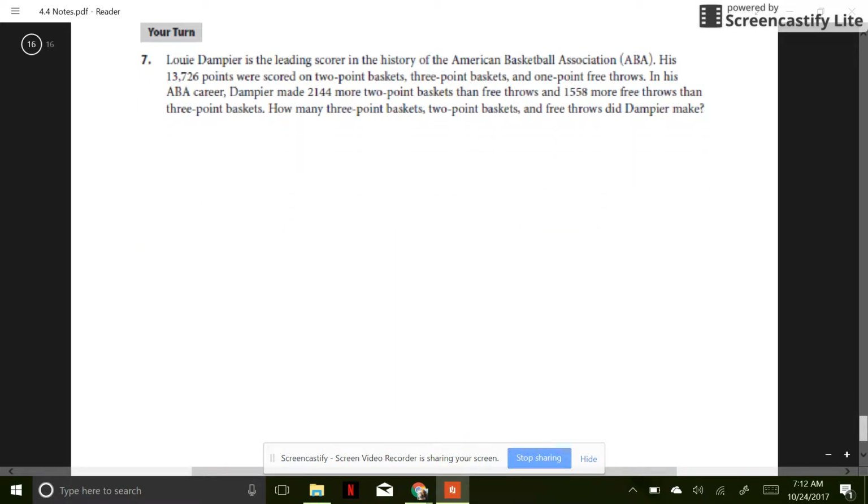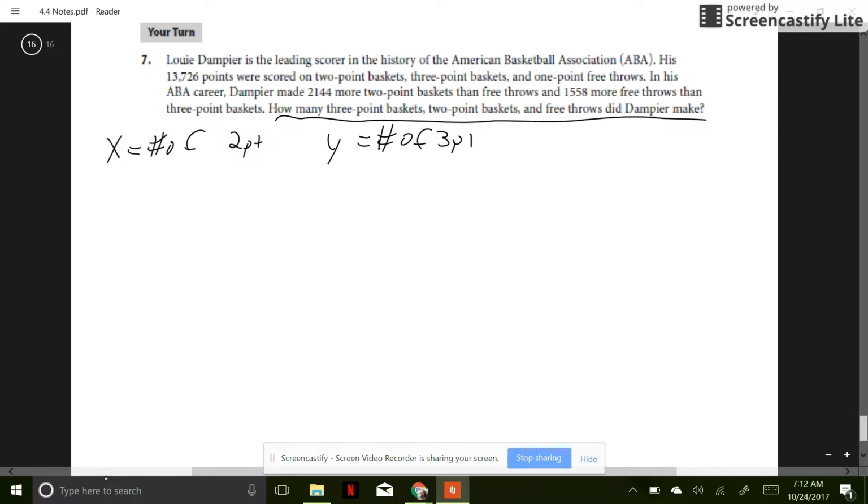All right, so we've got some basketball player. He's got so many points scored on 2-point baskets, 3-point baskets, and 1-point free throws. So if we read our last line here, how many different types of baskets did he make? So I'm going to say X is the number of 2-point baskets. Y is the number of 3-point baskets. And Z is the number of 1-point free throws.